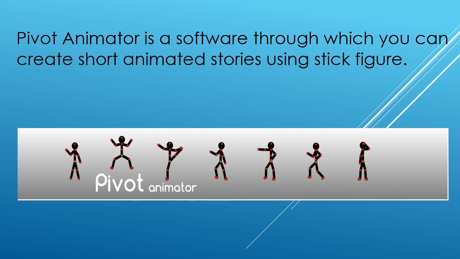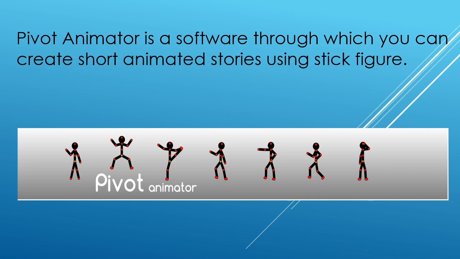So what are animated stories? Well, animated stories are nothing but motion pictures. When you place different images together in frames, and you run those frames in a sequence, those images look as if they are in motion. So in Pivot Animator, we will add different images using different types of movements so that the frames look like they are in motion.